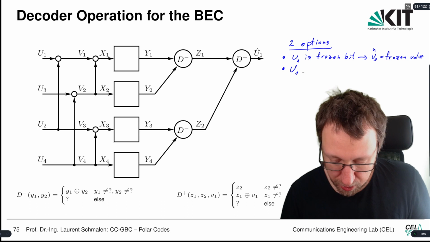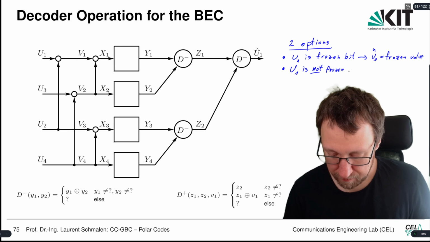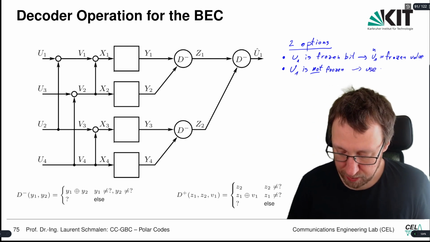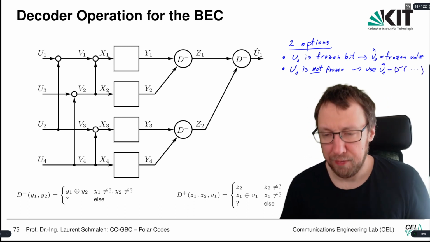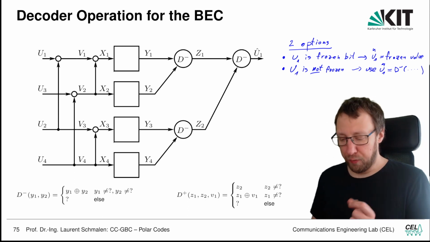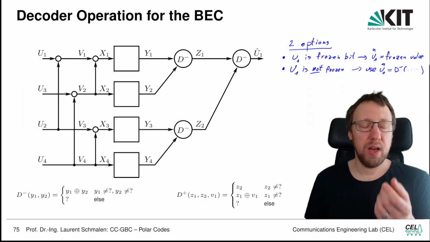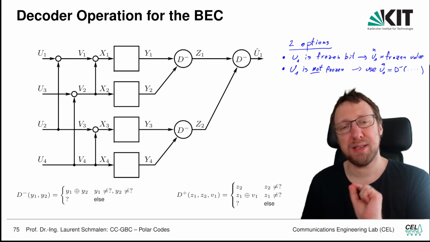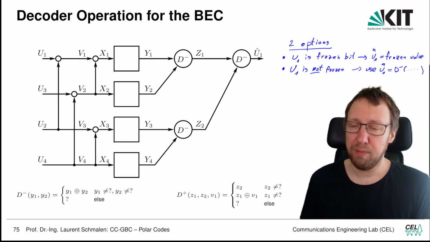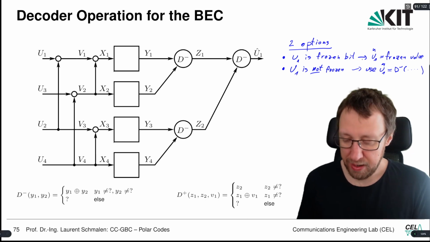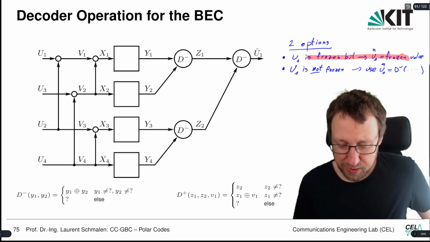Then the second option, U1 is not frozen. Then use U1 hat equal to the output of D minus the individual inputs. If it is not frozen, with very high likelihood it's not erased, because that's an erasure channel with an erasure probability that's extremely small, close to zero. So with high likelihood it's not erased, so it will be the correct value. In the frozen case, it's not a reliable channel, it's most likely erased. So these are our two options.